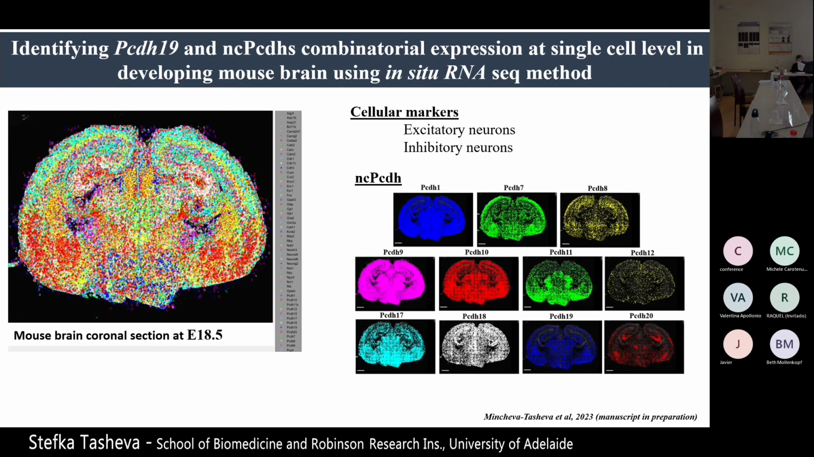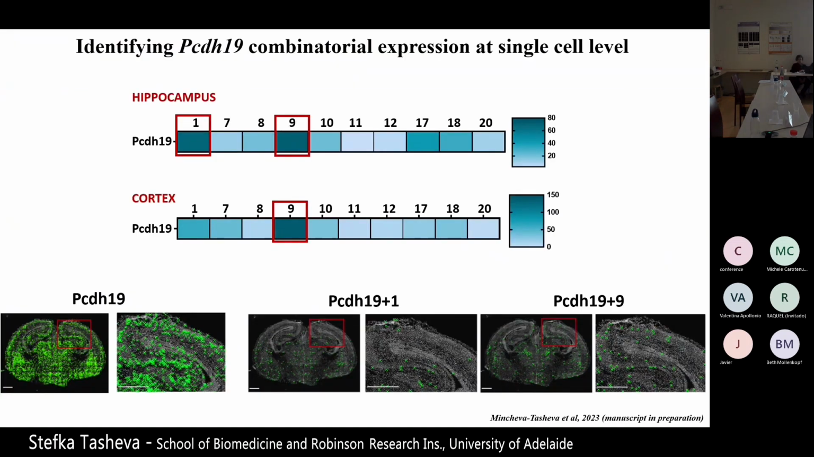So the first more global analysis of the data is summarized here in this heat map that shows that in the hippocampus, PCDH19 is co-expressed with PCDH1 and 9 in a high number of cells. And in the cortex, PCDH19 is highly co-expressed with PCDH9 only.